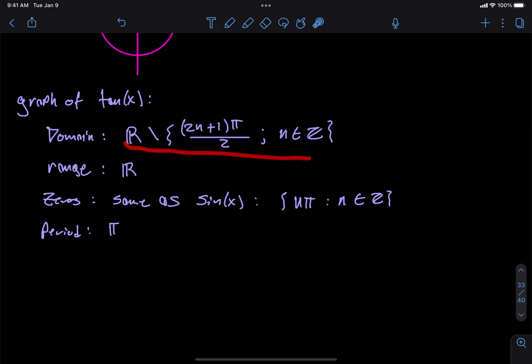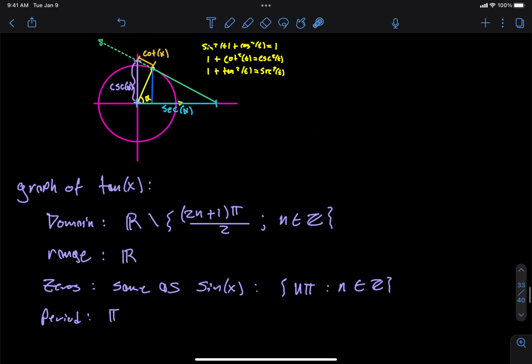Well, the domain is going to be all of the angles such that I can find the distance from that point to the x-axis. So the times when I'm not going to be able to do that are when the input is either straight up or straight down. Those are the times where the tangent line doesn't touch the x-axis, and therefore they should be excluded from the domain, because we can't answer the question of how long this line segment is, because it's not a segment at all. It's infinity, right? Or negative infinity.